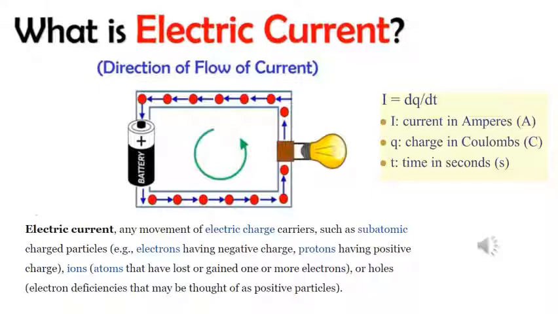In your early classes, you have an idea about electric current. Electric current is nothing but the movement of electric charge carriers, such as atomic particles: electrons, which are negatively charged, and protons, which are positively charged. Conventionally, we have accepted that the direction of electric current is always taken opposite to the flow of electrons. Electric current is the rate of change of charge flow. That's why I is equal to dq by dt, where I is current in ampere, q is charge in coulomb, and t is time in second.